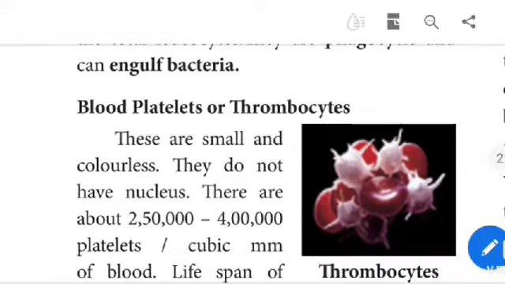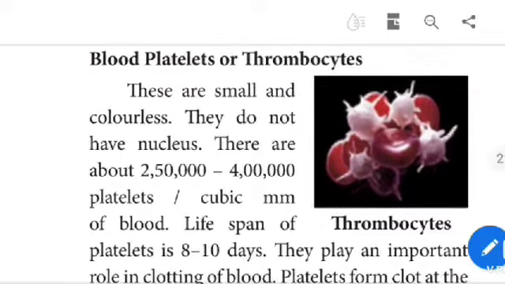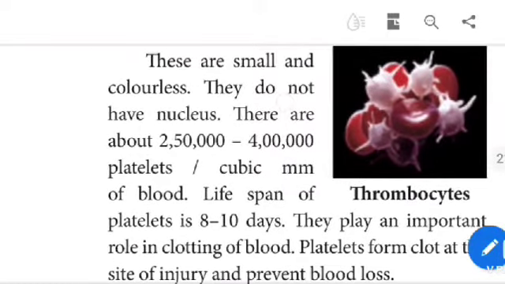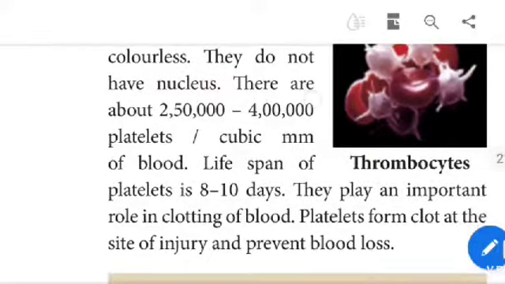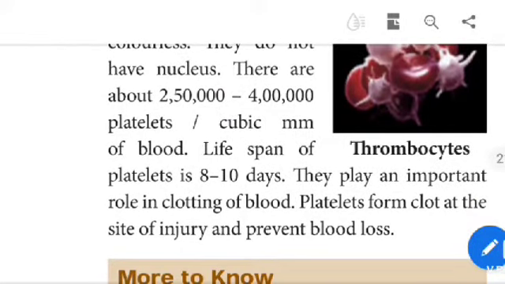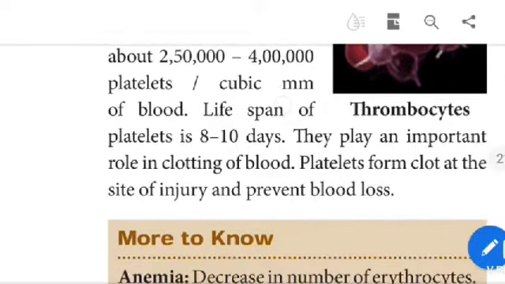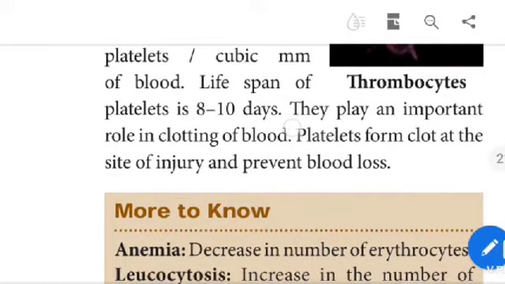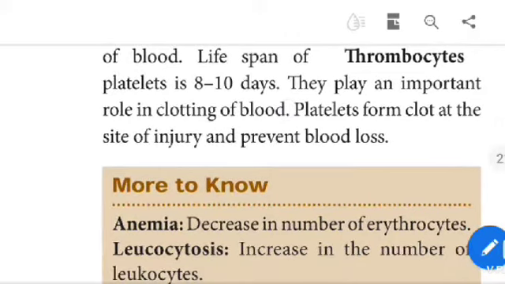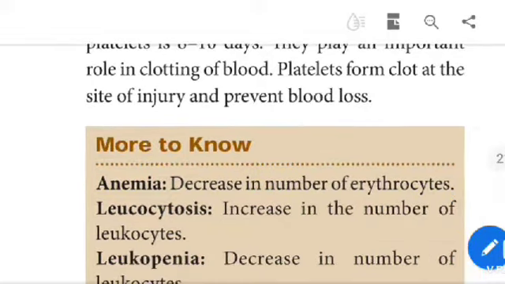Blood platelets or thrombocytes. These are small and colorless. They do not have a nucleus. There are about 250,000 to 4 lakh platelets per cubic millimeter of blood. The lifespan of platelets is 8 to 10 days. They play an important role in clotting of blood. Platelets form a clot at the site of injury and prevent blood loss.